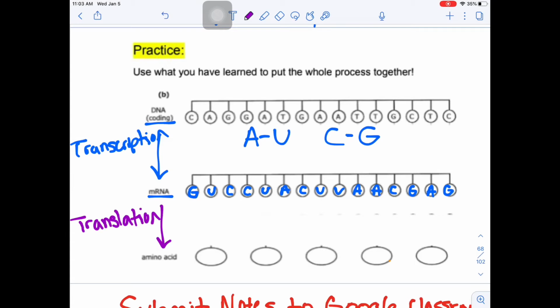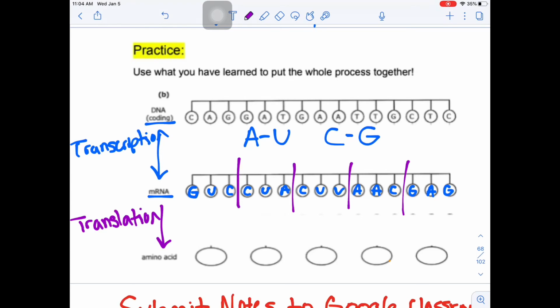Before you go any further, take a moment and separate out your mRNA strand into the codon, the 3-letter sections. The easiest way to do that is to just draw a line every 3 letters. Keep yourself organized so that you don't lose your place. Pause the video now, use the chart up top, and see if you can figure out what amino acids correspond to these codons. Let's see how you did.